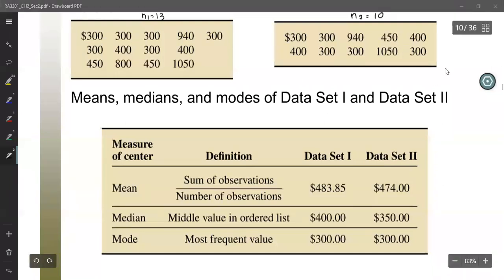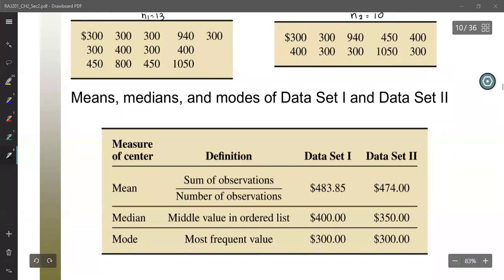Okay, so the problem is you cannot say one is better than the other. Usually we cannot say that. Depending on the behavior of the data, sometimes the mean will be the best one, sometimes the median, sometimes the mode. Sometimes both mean and median will be okay, sometimes only the mode will be okay. So it completely depends on the behavior of the data set.